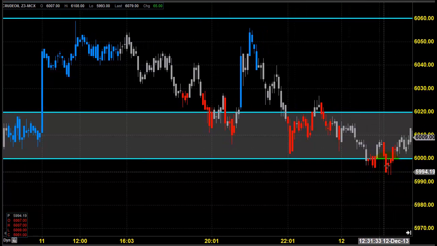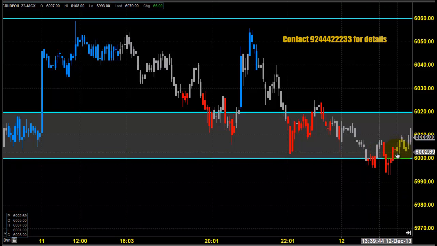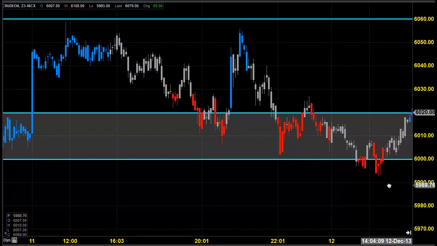So what happened after that? The price could not continuously stay below the 6000 zone. Always it is giving you a bounce back and entering into this key zone of 6000 and 6020, indicating that it is quite a neutral market. Still all the sellers are not ready to go for continuous selling. So what happened after that?